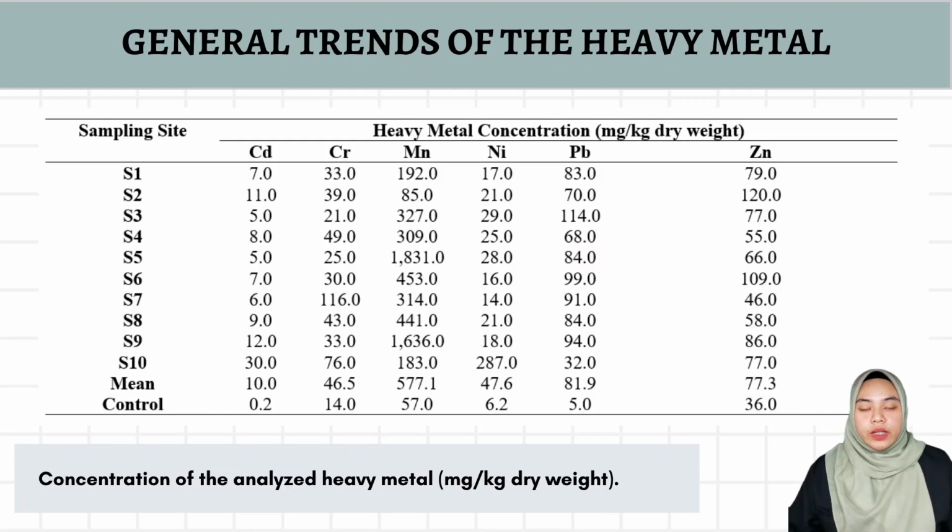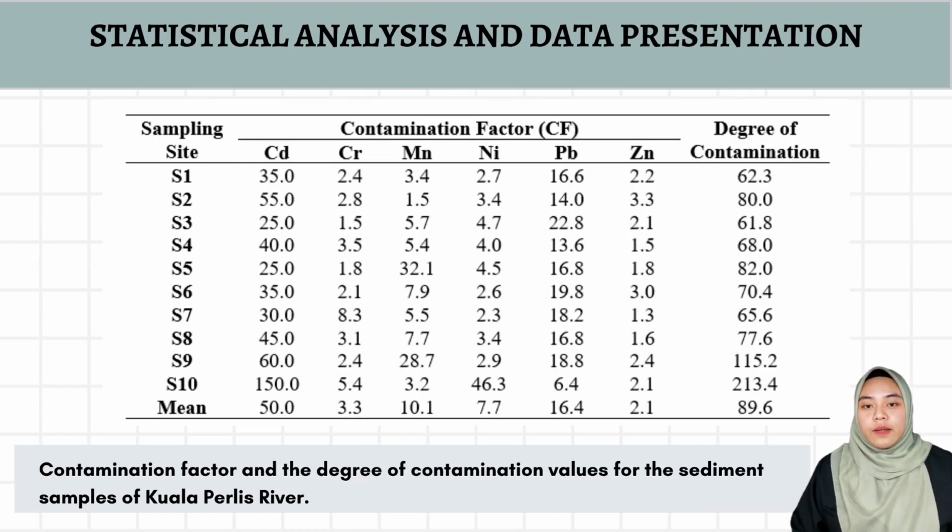General trend of heavy metal. The mean concentration of the selected heavy metal across all sampling sites is as shown in the table. Based on the results obtained in this study, it was found that the concentration of the metal was not evenly distributed throughout the river. The most abundant metal in the sediment river is manganese, followed by lead, zinc, nickel, chromium and cadmium. Statistical analysis and data presentation.